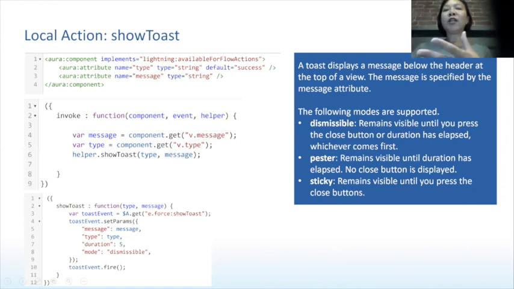Duration, I hard-coded this to be 5, and then the mode, we hard-coded it to be dismissible. Now, there are different modes that you can set it for. Dismissible means it remains visible until you click on the close button or the duration has elapsed, whichever comes first. And then there's pester, which doesn't have a close button, and it will just show until the duration has lapsed, and then it'll just disappear. And then there's sticky, which the message will remain visible until you actually close the message button.